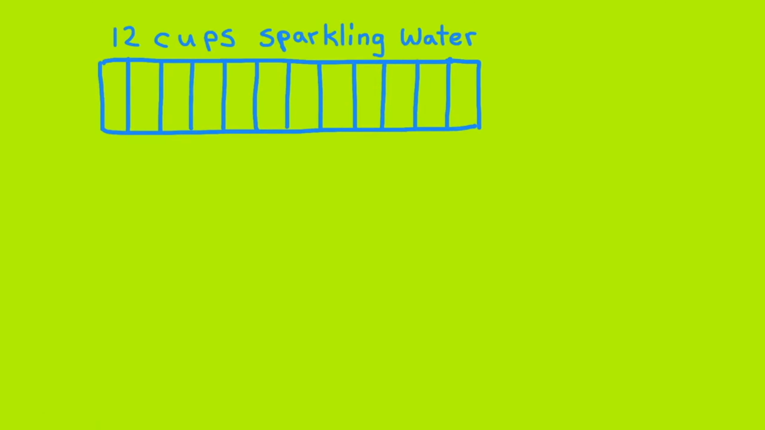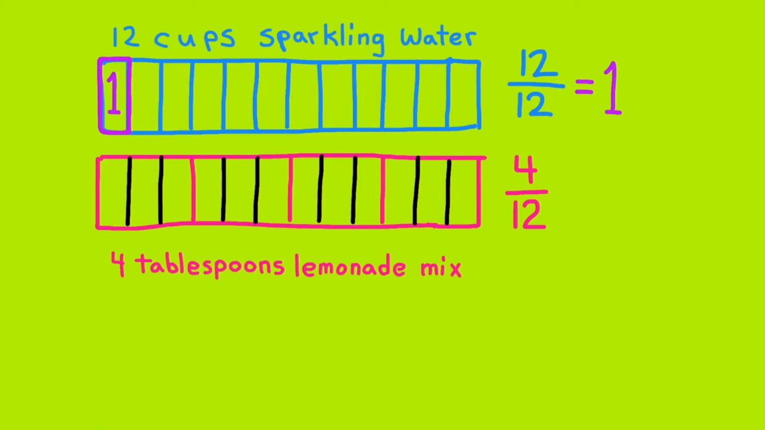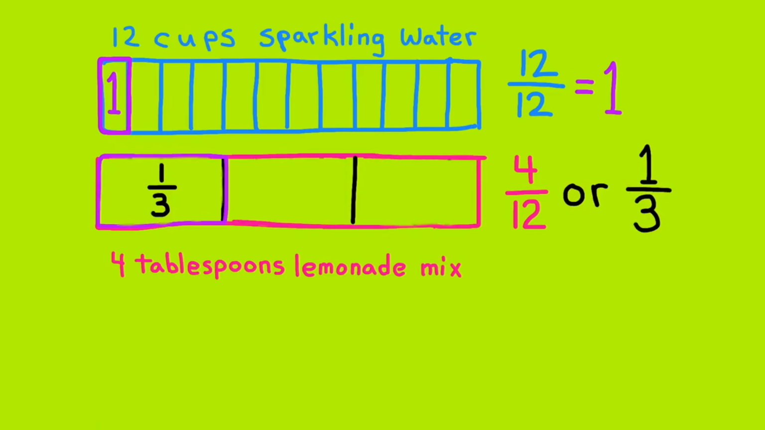This diagram illustrates 12 cups of sparkling water, and this diagram represents 4 tablespoons of lemonade mix. 12 cups divided by 12 equals 1 cup. So now we found 1 cup of sparkling water. Well, we'll also have to divide the tablespoons of lemonade mix by 12. 4 divided by 12 is 4 twelfths, and 4 twelfths is equivalent to 1/3. So the ratio would be 1/3 of lemonade mix to 1 cup of sparkling water.